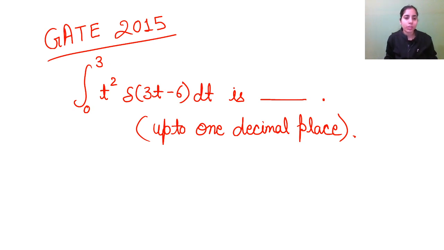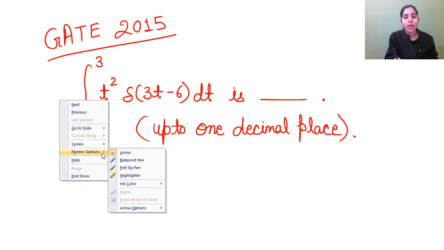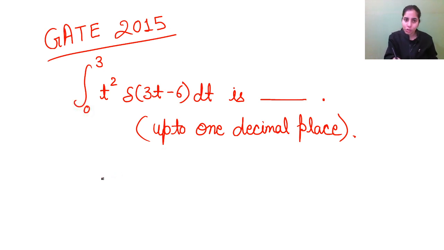Let's talk about it. See, first of all guys, we will use the properties of the Dirac Delta function here. But how we will use the properties? We have to be careful about that. See, you can see here the coefficient of this term is 3. Before we use the property, we have to make it 1. So let's do that.